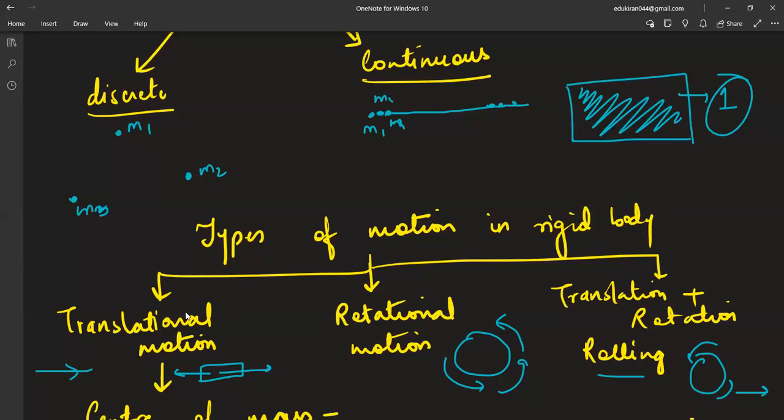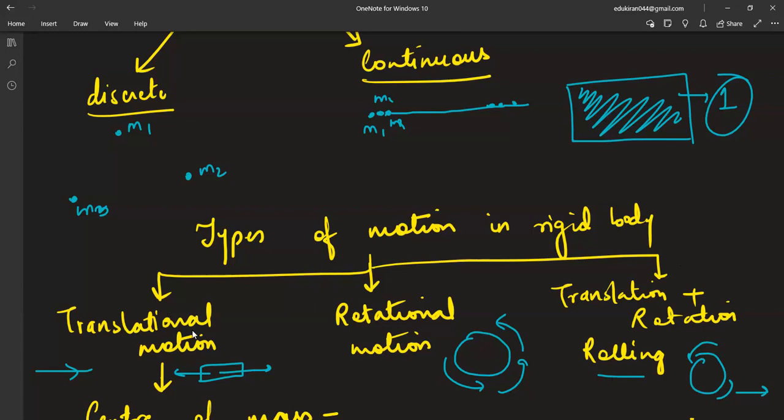Among translational, the most important topic that comes in your exam is center of mass. Moment of inertia is actually in rotation. From translational motion, you have center of mass. From rotational motion, you have equations similar to those you studied in motion in a straight line, as well as moment of inertia. This is very important. And rolling is a very small topic itself. So this entire topic is very important.